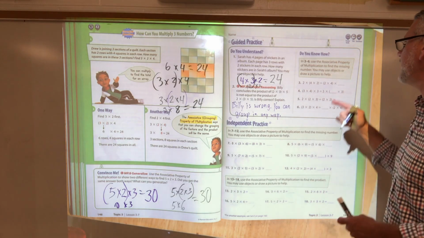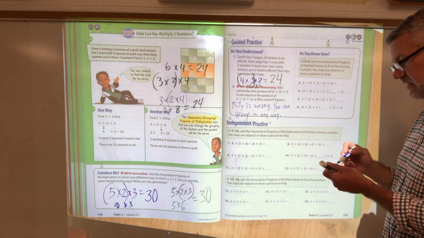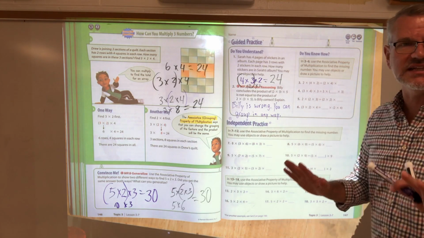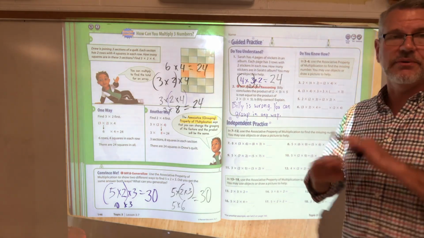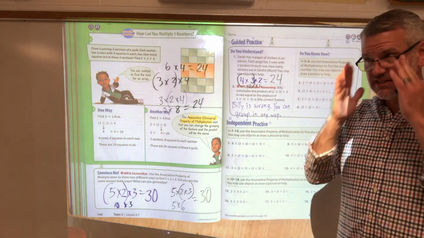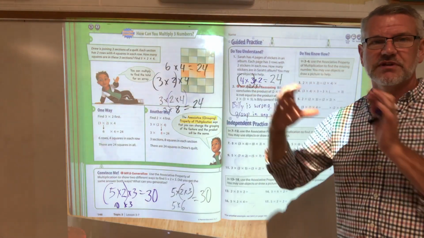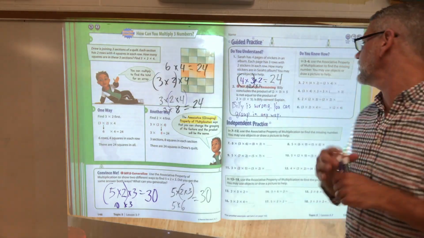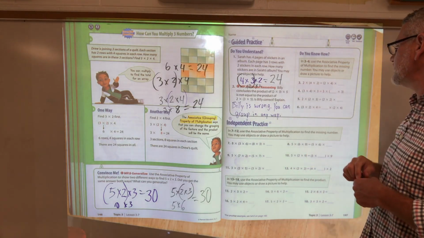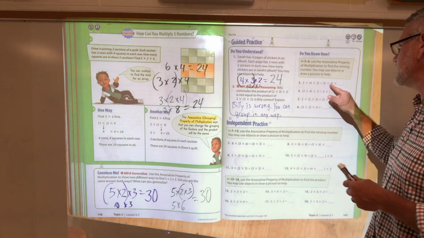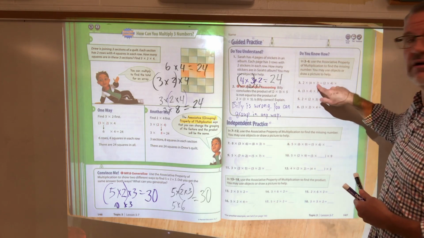All right, do you know how? So you're going to use the associative property to figure out the missing number. You don't have to get the answer. You just have to figure out the missing number. And we're not changing any of the numbers. This is actually pretty easy because you keep the same numbers. All that's moving is those parentheses, moving around these numbers or moving around these numbers. So we got 2 times 4 times 2 is the same as 2 times 4 times, well, it's the 2.